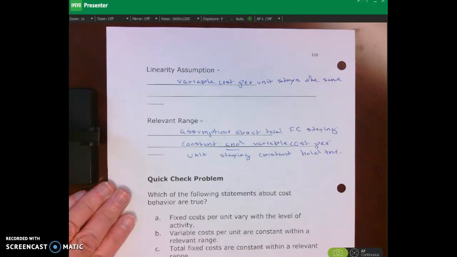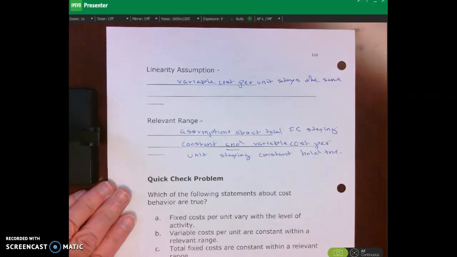And what we say is that in this relevant range, those assumptions hold true. Okay? So it could be a situation where maybe a company is buying in large quantities, and if they hit some really large quantity of purchasing raw materials, for example, maybe their supplier gives them a discount. And so if that were to happen, maybe our raw materials cost per unit could go down. Well, remember what we've been talking about: raw materials, those materials costs, those are variable costs.